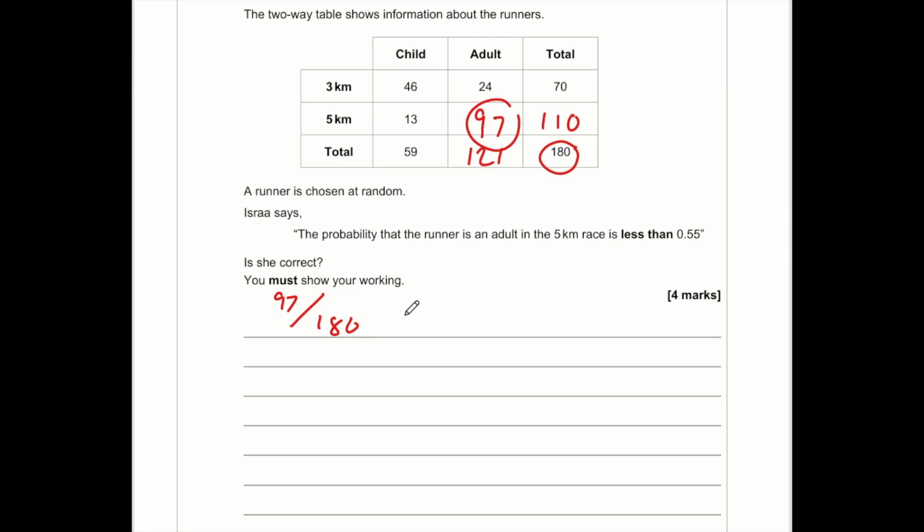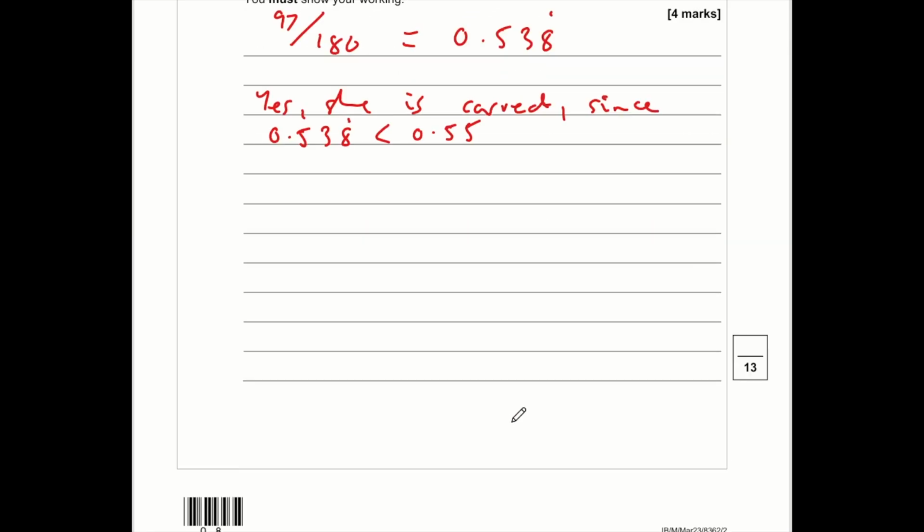So I'm just going to turn that into a decimal. 97 divided by 180 is 0.538 recurring. That is less than 0.55, so we can say yes, she is correct, since 0.538, you could round it to 0.54 if you wanted to, is less than 0.55, and we're done.